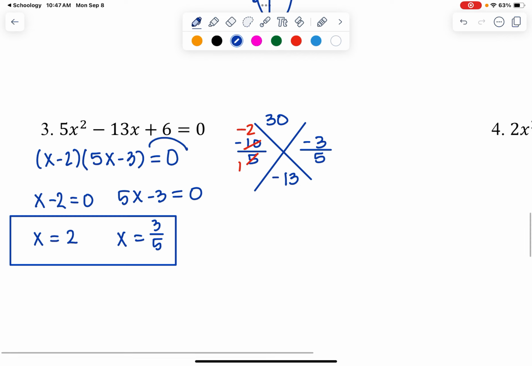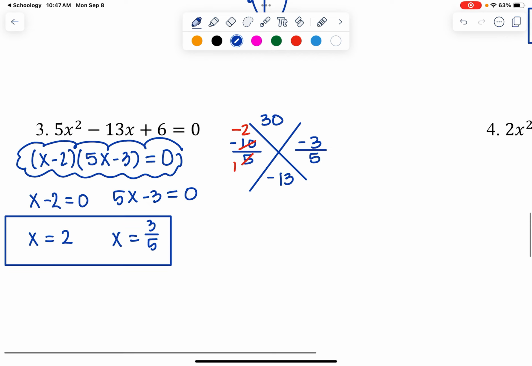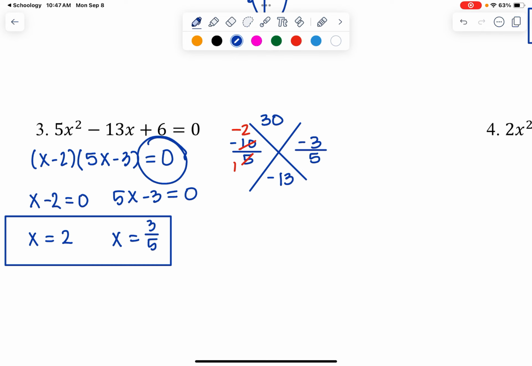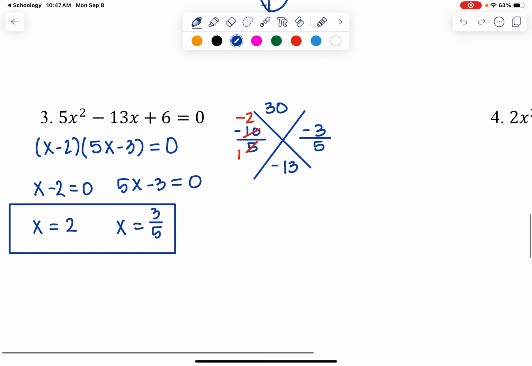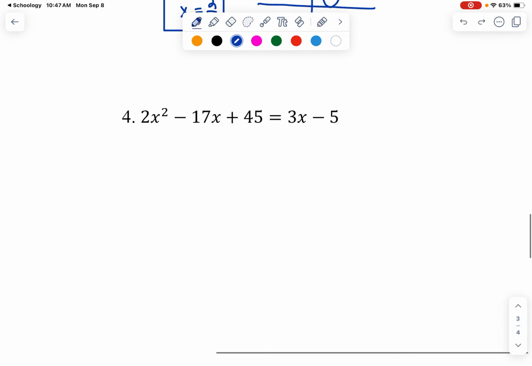All right, make sure you're not skipping this step, okay? Make sure you're not skipping this step, and also make sure you're not forgetting to write equals 0, okay? Remember, each subsequent line should be equivalent to the one before it.